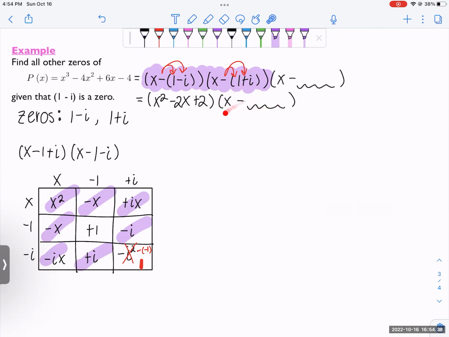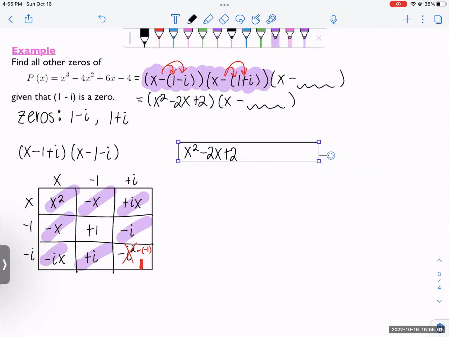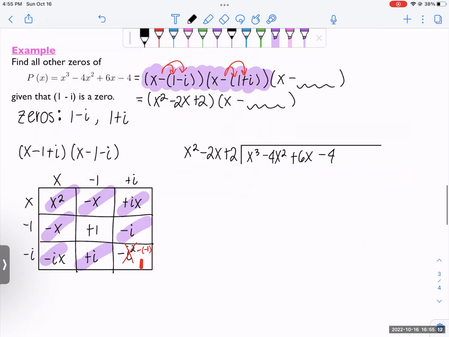Again, to find this remaining factor right here, we're going to need to divide this guy by x squared minus 2x plus 2 using polynomial long division. So x squared minus 2x plus 2, dividing x cubed minus 4x squared plus 6x minus 4. So x cubed divided by x squared is x.